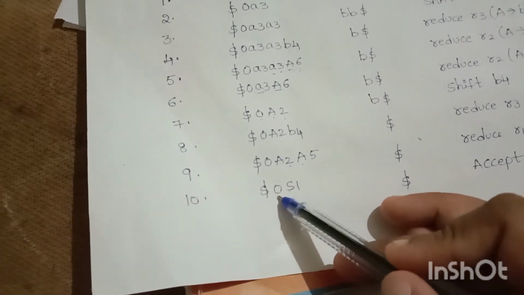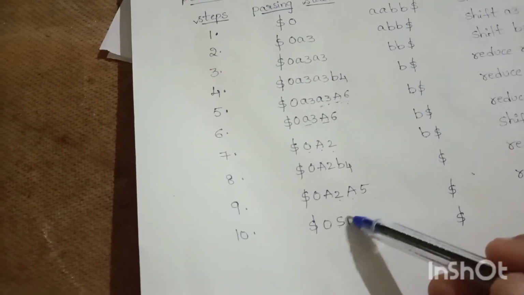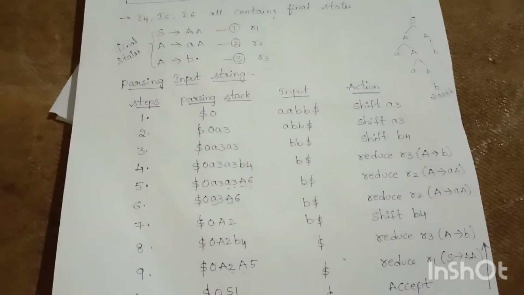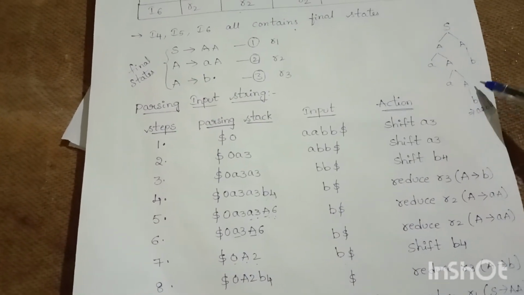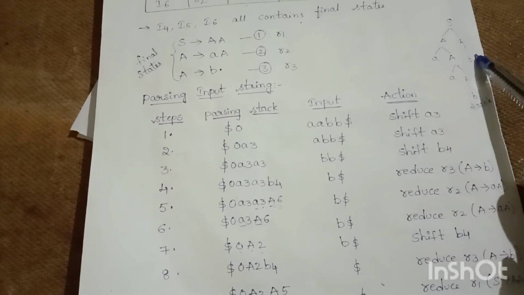Now check 0 on S: 1. So you need to write 1 here. Now 1 on dollar: accept. So the action here is accept. This is how we parse the given input string. Then you construct the parse tree: S tends to AA, A tends to AA, A tends to AA, A tends to B. So we got the given input string AABB.